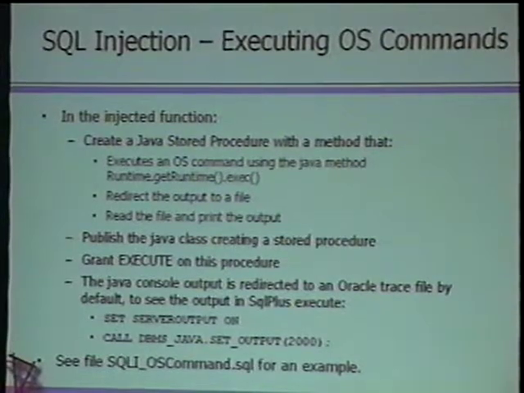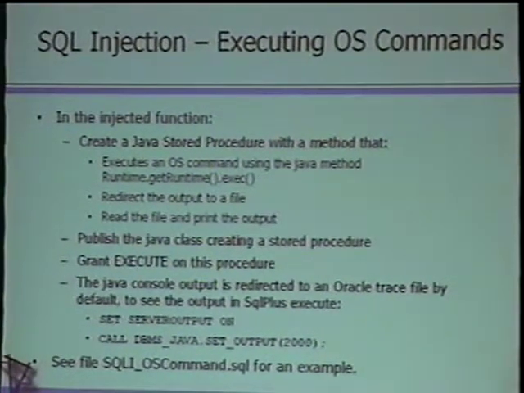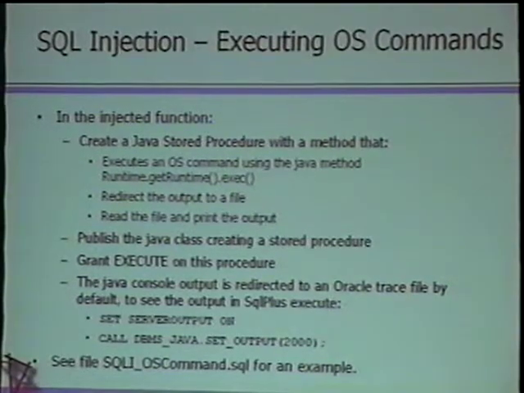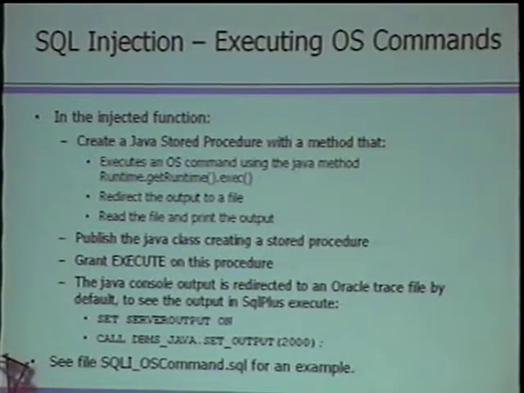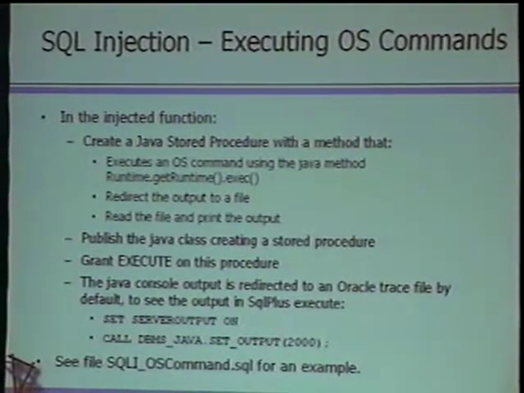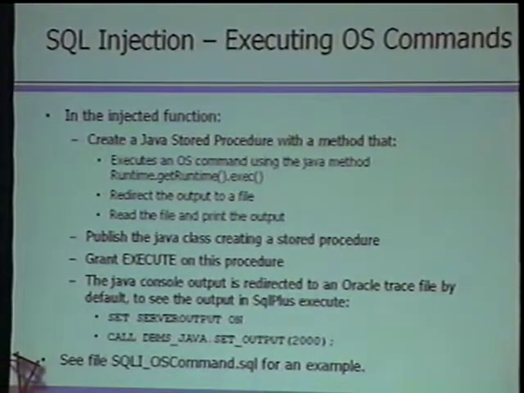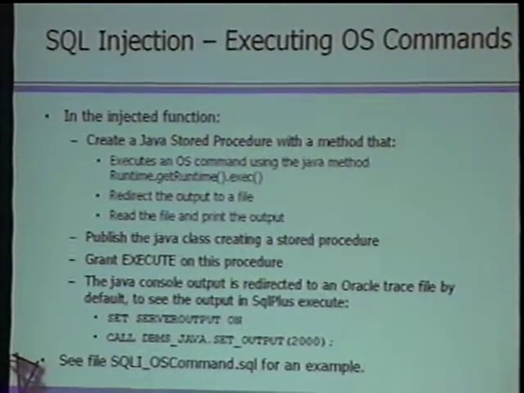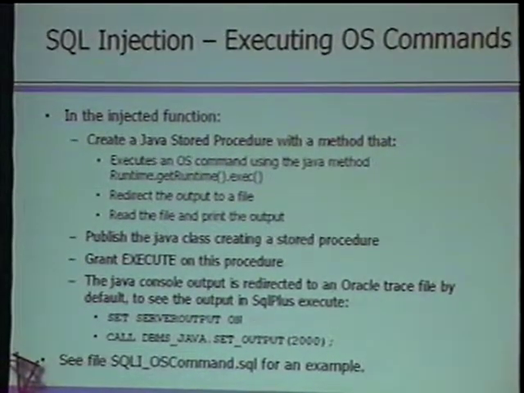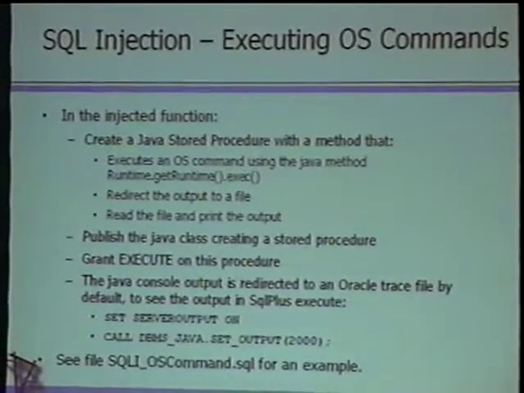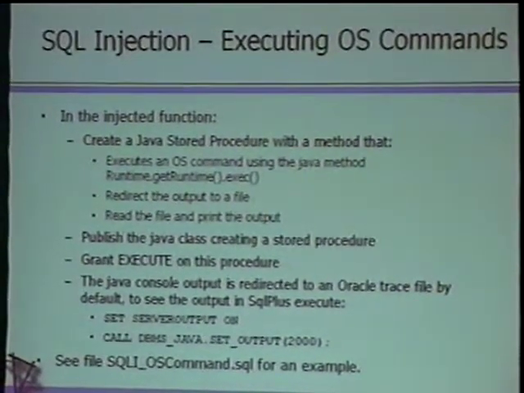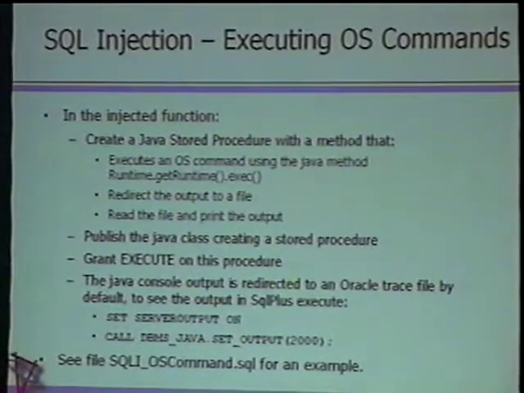So now we will see an example of an exploit to execute operating system commands. To do this, we create the Java stored procedure that calls the getRuntime exec Java function, redirects the output to a file, and then reads the file and prints it to the output. So we will get the output of the command. Then we publish the Java class by creating a stored procedure and grant the execute privilege on this procedure so we can execute operating system commands.